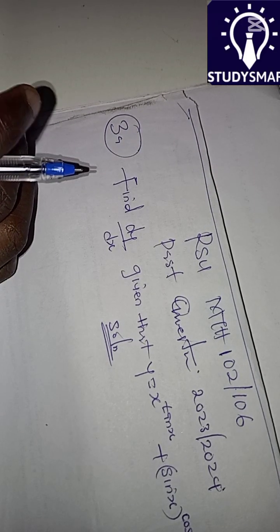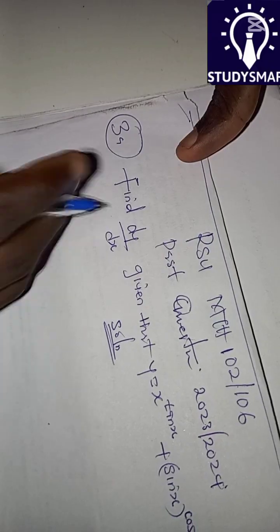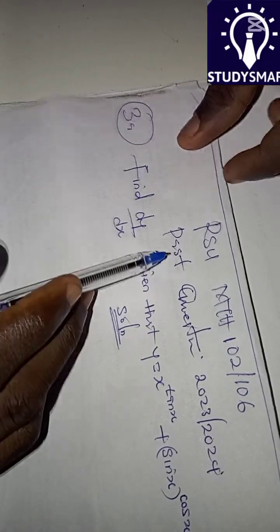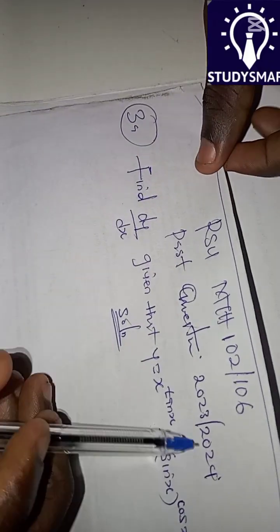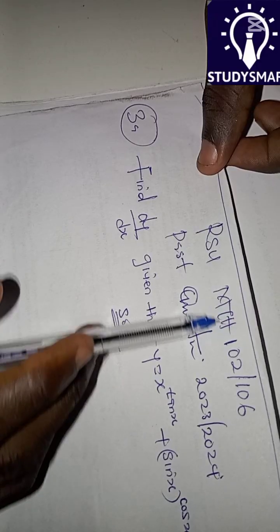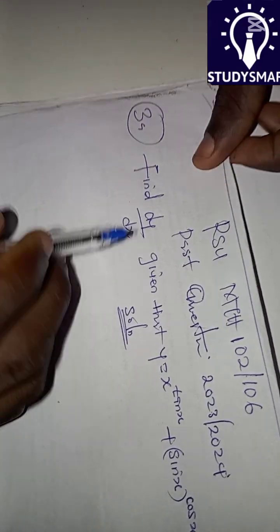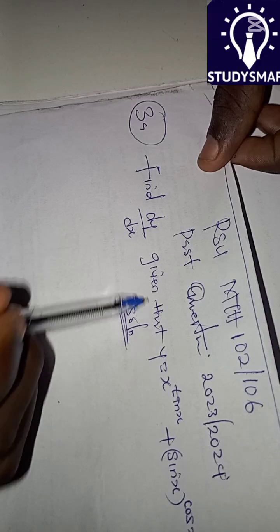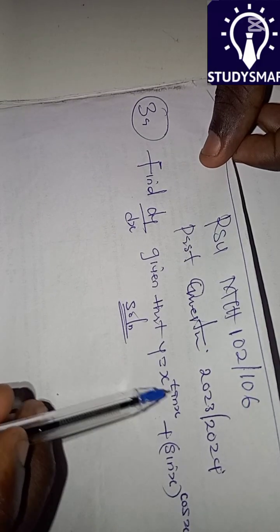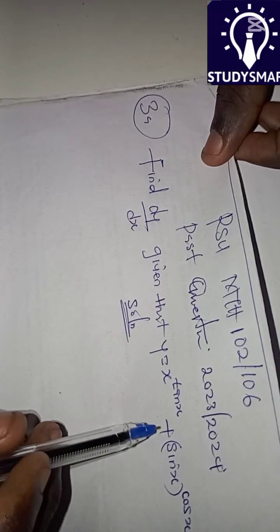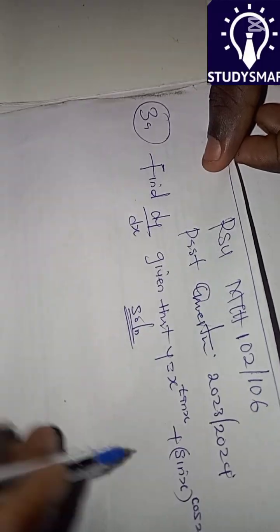So this is another question. This is another number for the same year. This question 3A for the same year, same mass 102/mass 103. The question says we should find dy dx given that y is equal to x to power tan x plus sine x to power cos x.